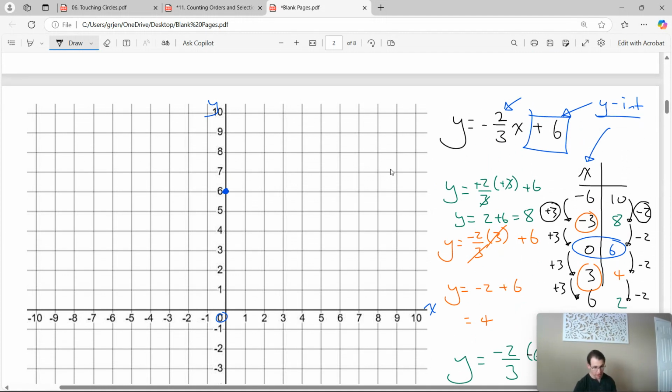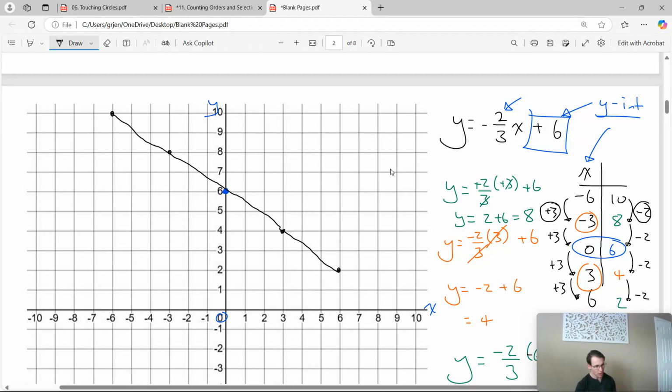Now let's put our points on there. I'm not going to be so fussy about color coding it, but we have 3, 4, this point, and we have 6, 2, and then going backwards, we have negative 3, 8, and then we have negative 6, 10. So here is our straight line that connects these points and all the infinity of possibilities in between.